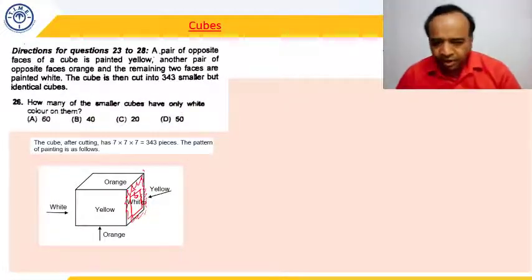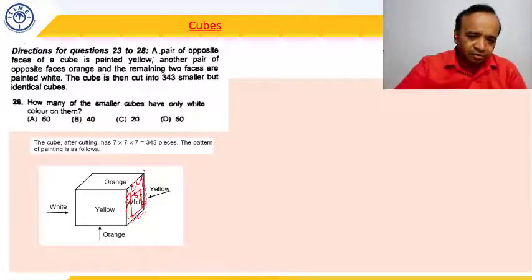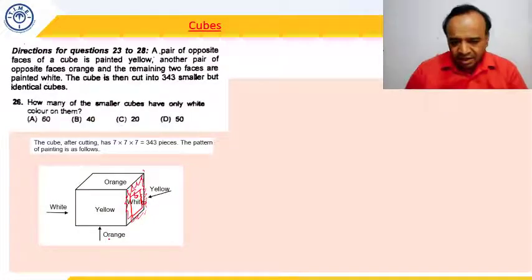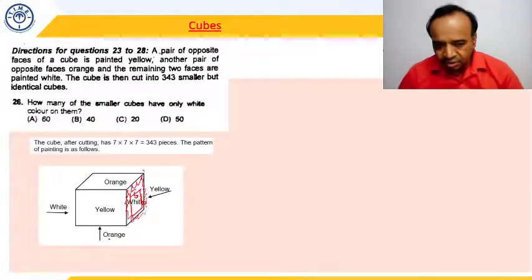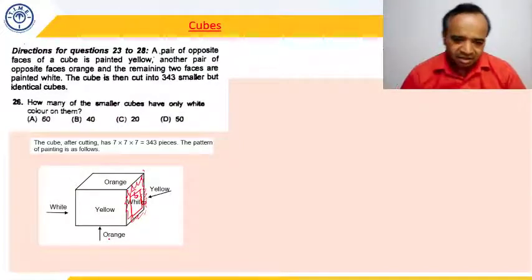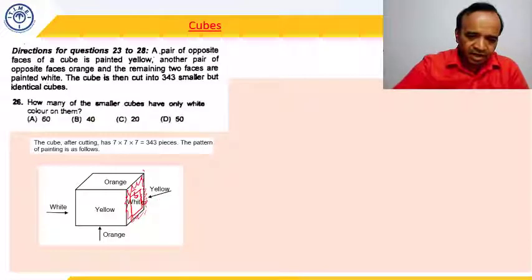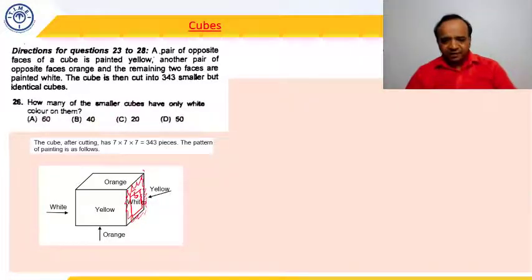So 20 plus 4, 24. 49 minus 24 will give you 25. This is the way: if the boundary pieces are removed, then the remaining pieces can form the shape of a cube with 5 pieces on each of the edges. That is available for this. 5 into 5 is equal to 25.